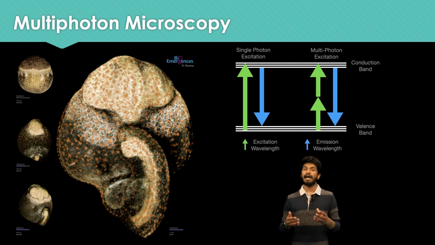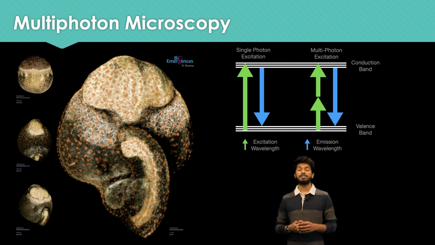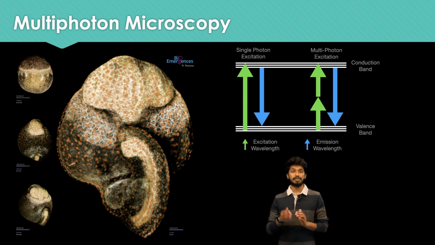By exciting it at a higher wavelength, usually within the red spectrum, we use less energy on the sample, limiting phototoxicity. This also allows us to image the sample deeper and get a greater resolution in depth compared to the confocal or light sheet microscopy.